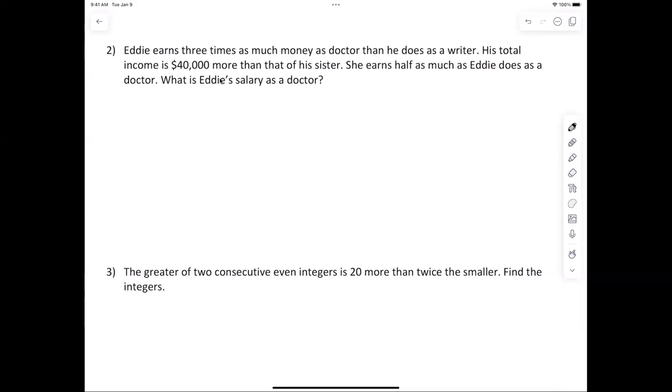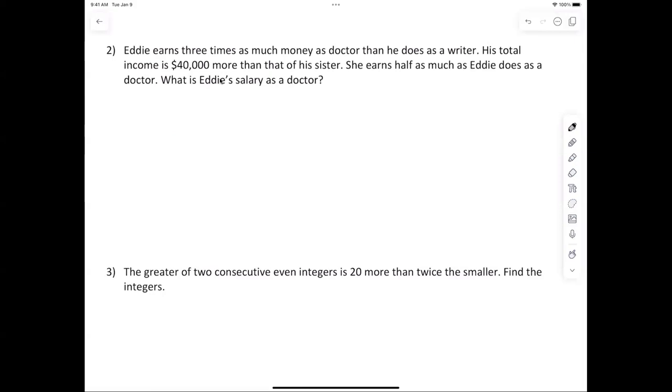Eddie earns 3 times as much money as a doctor than he does as a writer. His total income is $40,000 more than that of his sister. She earns half as much as Eddie does as a doctor. What is Eddie's salary as a doctor? Wow, that's a lot of information. All right, there's no way to put that into your head and come up with an answer. Does everybody agree with that? You got to translate. And once you learn to translate, the word problems become what? Easy. I promise you.